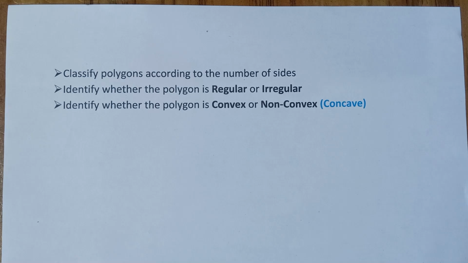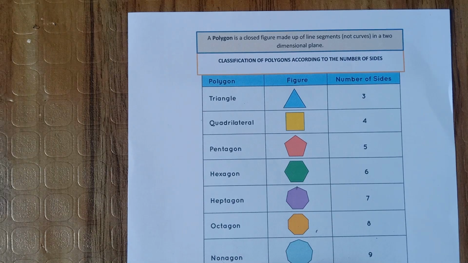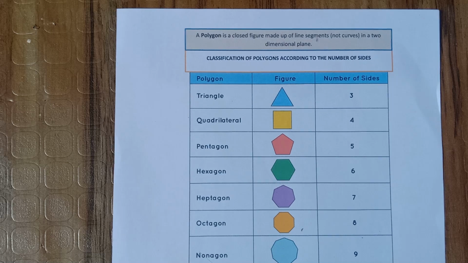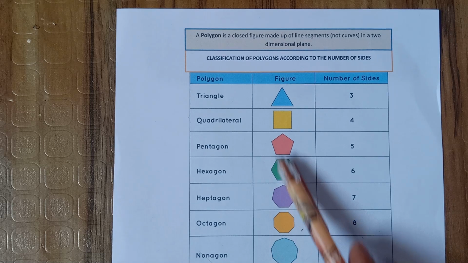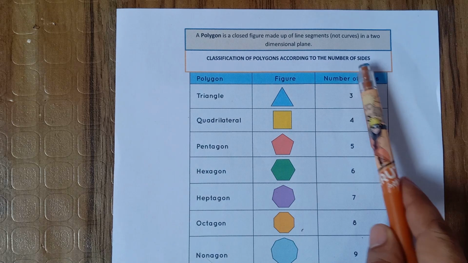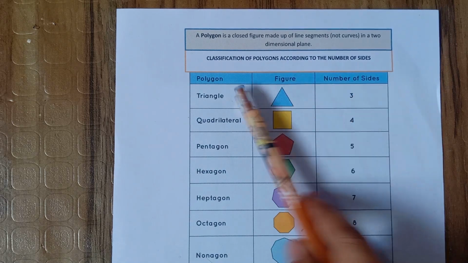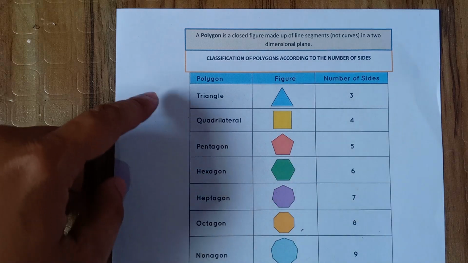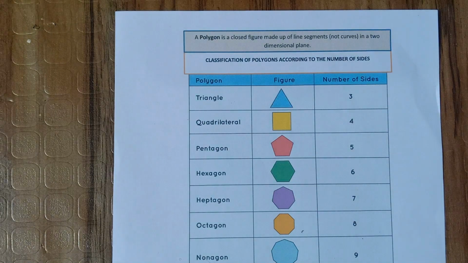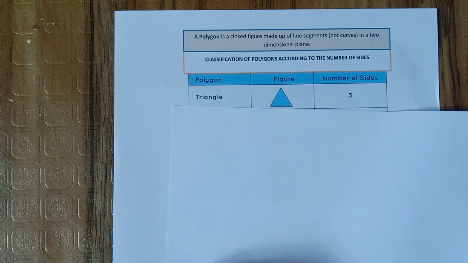So let's start in classifying polygons according to the number of sides. Before that, we need to define what a polygon is. A polygon is a closed figure made up of line segments, not curves, in a two-dimensional plane. We do have another video for this class with regards to the polygon and regular polygon. If you want to learn more, I will put the link in the description down below. But do not be worried because we will be explaining what is a polygon, regular polygon, and irregular polygon.